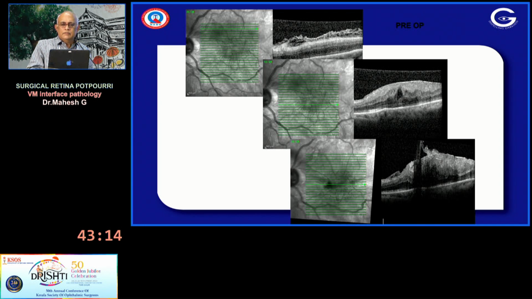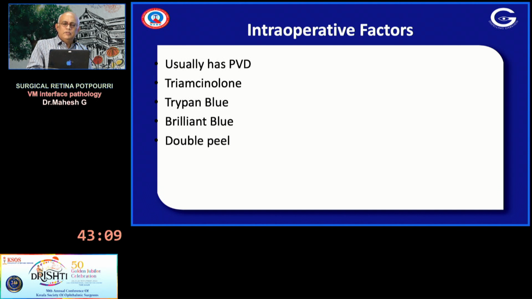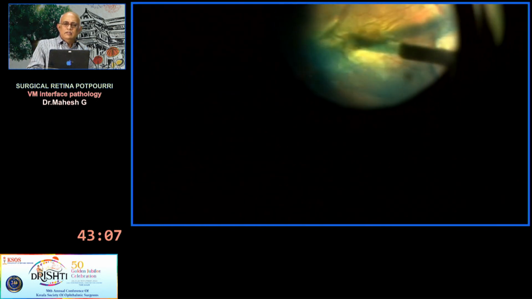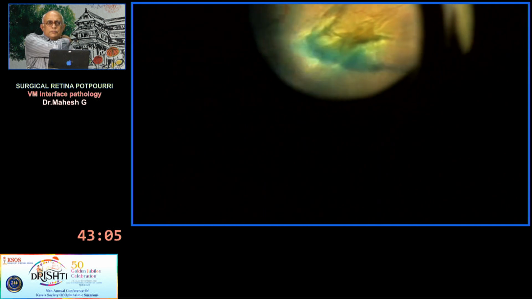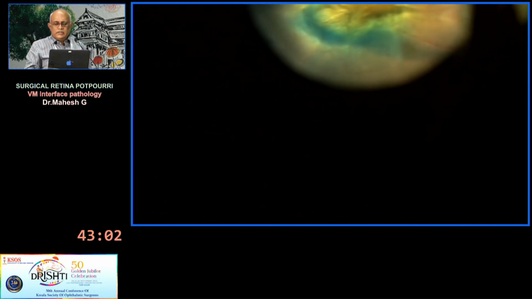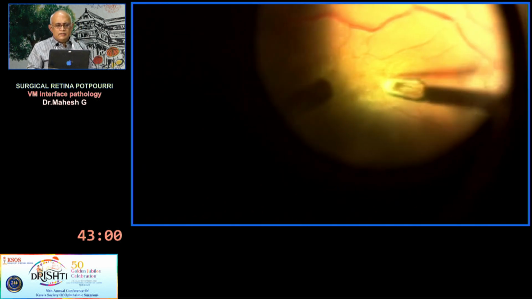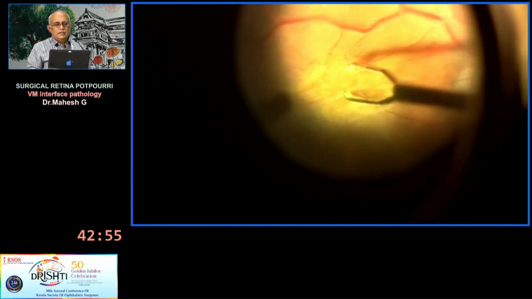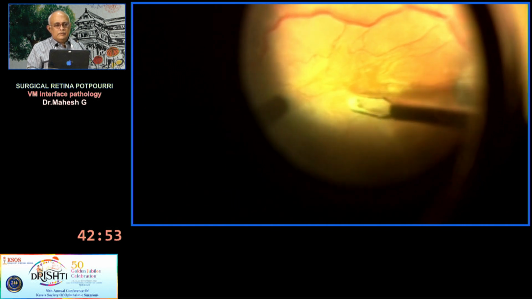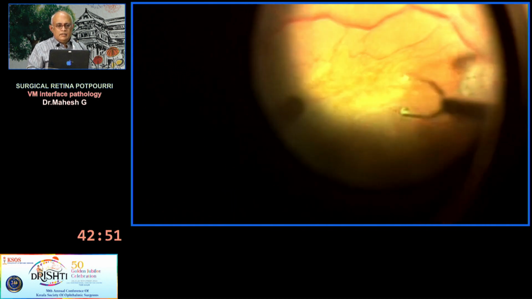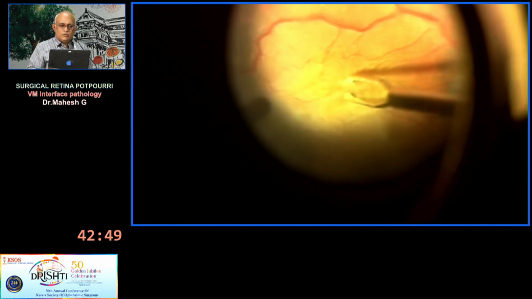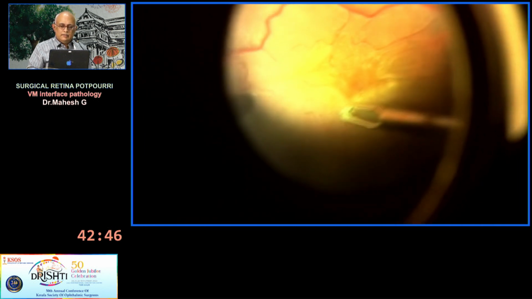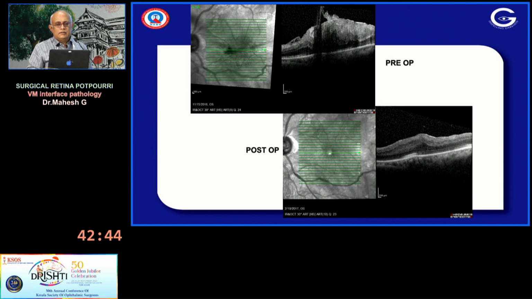So this was a case where there is pre-op. Okay, so this is the pre-op and intraoperative factors, standard, same thing. Usually in this case, PVD will be there. So using tricot, then stain with brilliant and remove the membrane. Usually this will not come that easily like an ILM. Piecemeal it will come, and then you can stop whenever you are doing damage to the retina. And this is post-op, quite okay.